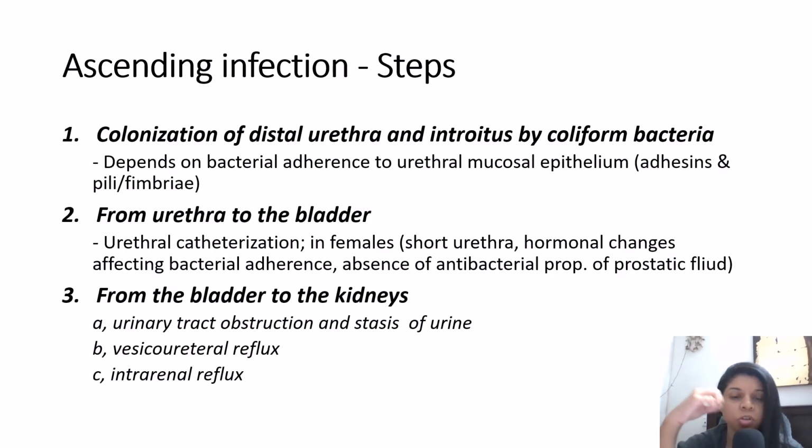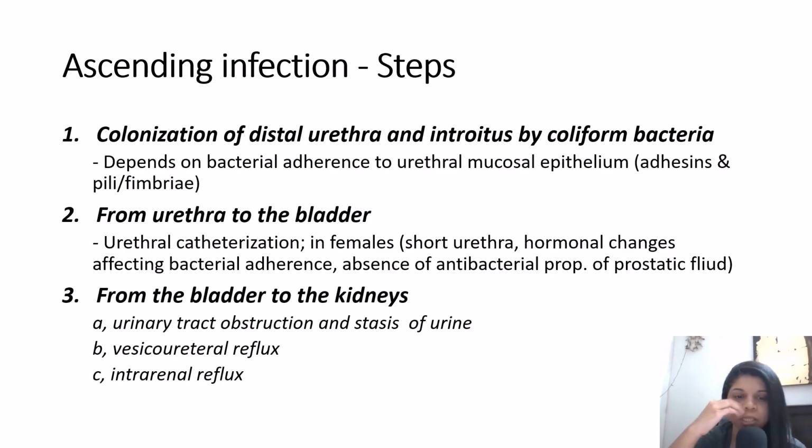Second is vesicoureteral reflux. Vesicoureteral means the urine backflows from the bladder to the ureter. Normally this is prevented by a valve. There is a valve which is connecting the ureter to the bladder. So when urine passes through the ureter to the bladder, it is normal. But when you are micturating, or urinating, this valve will close. So the urine will not backflow to the ureter normally.